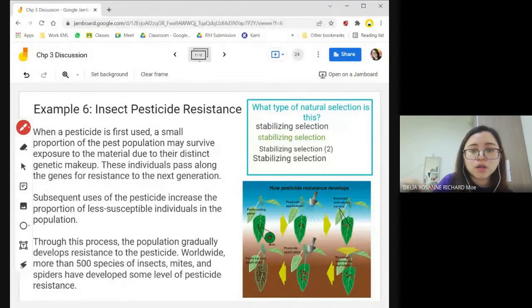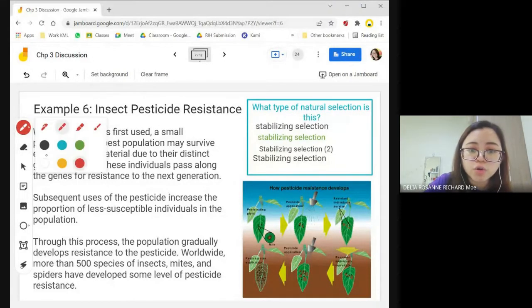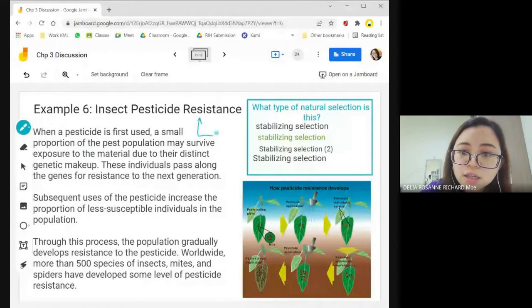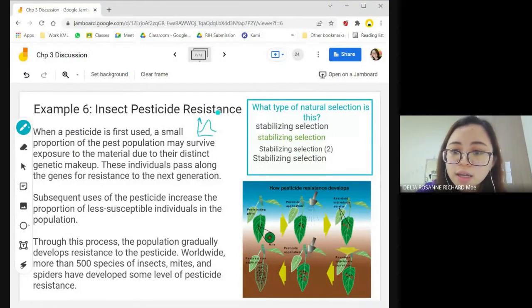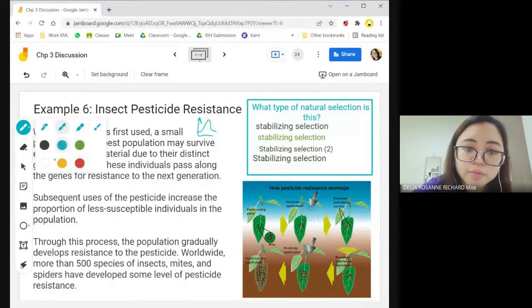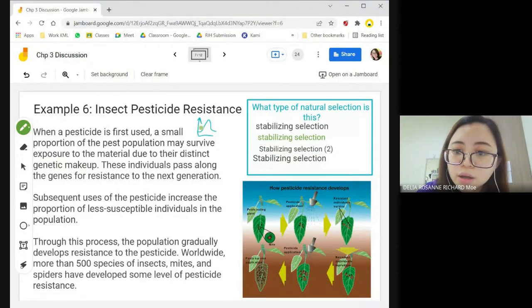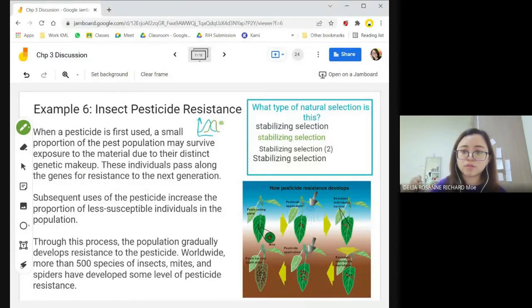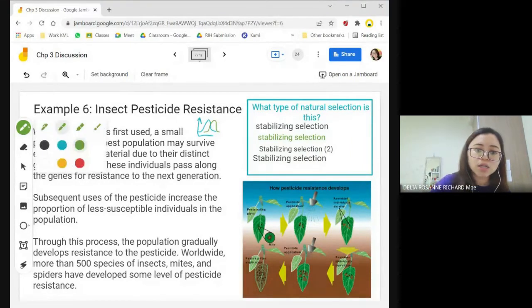So the curve is going to start like this. Later, the curve after many racun serangga, it will become the green one. This is not really stabilizing selection. This is more about directional.